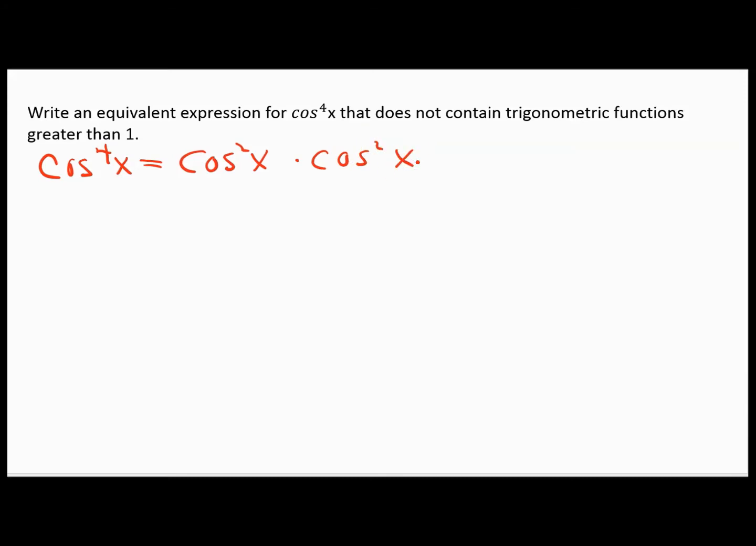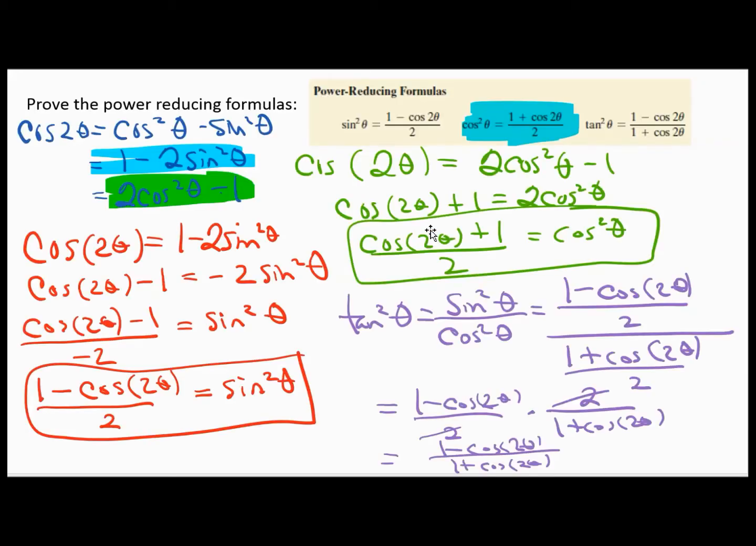And now I could use the formula twice. Okay, so this is going to be 1 plus the cosine of 2x over 2 times 1 plus the cosine of 2x over 2. You want to make sure you got that formula right? Let's go back a page or two. There it is. Again, 1 plus the cosine of 2x over 2. The sine squared is 1 minus the cosine of 2 theta or 2x over 2.